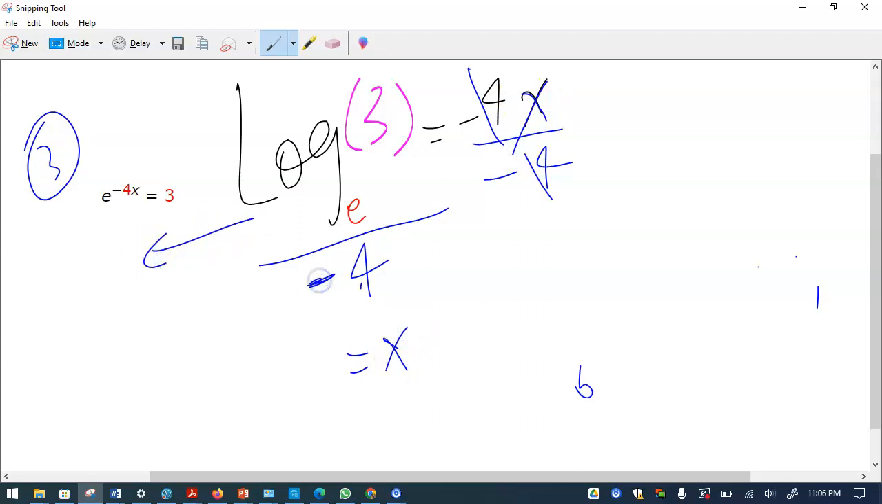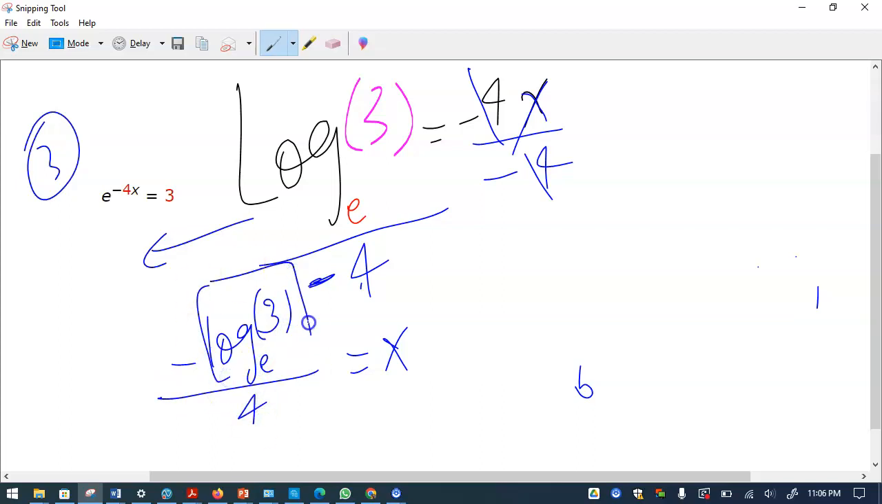Actually, this minus, you can write it as minus logarithm of 3 to the base e, and divide by 4. But remember, the log has the base e, which you can also write as minus ln. Instead of natural log, because the base is e, you use ln, logarithm of natural base. That's what it means. And you put 3, divide by 4, and you're done. So this is the exact value.